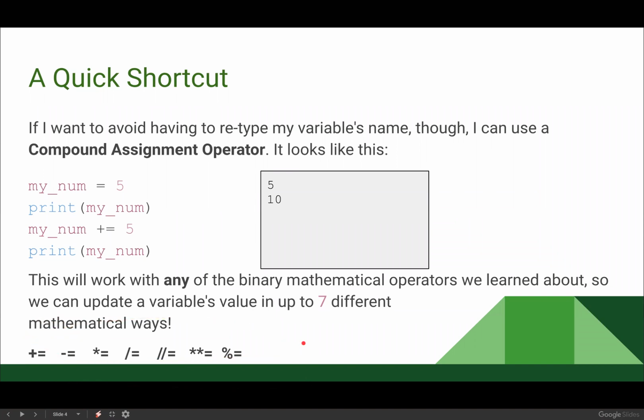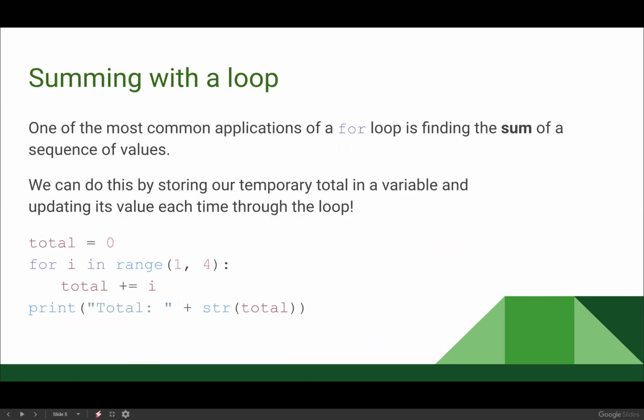With this in mind, let's talk about doing a sum with a loop. One of the most common applications of a for loop is finding the sum of a sequence of variables. And we can do this by storing our temporary total in a variable and then updating that variable each time we go through the loop. So if I say my total starts at 0, so I have my total value, it equals 0, then my loop is going to start.